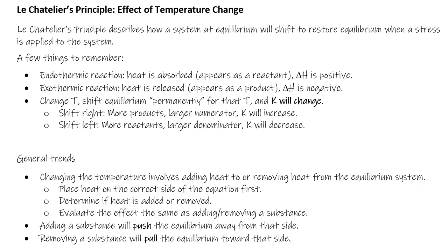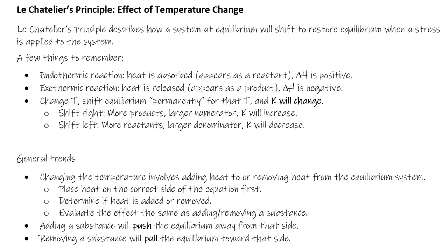Temperature is different than the other stresses we covered in the other video. When we change the temperature, we shift the equilibrium permanently for that temperature, and K will change. Temperature is the only parameter that can change the value of K. For everything else, when equilibrium is restored, the value of K remains the same. But for temperature, the shift will be maintained as long as the system is held at this new temperature.